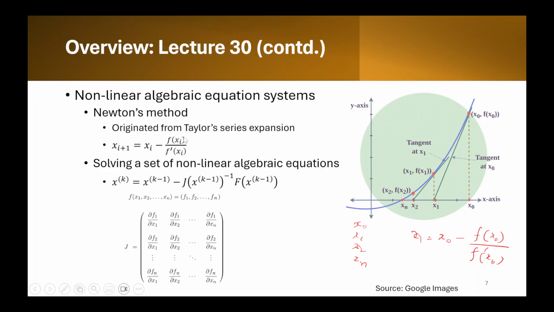Then, this was for a single equation. Now, for solving a set of nonlinear algebraic equations, you get this formula from the Newton scheme: x at the kth iteration is equal to x at the (k minus 1)th iteration minus the inverse of the Jacobian of this set of nonlinear algebraic equations, into this whole set. So what the Jacobian is, is shown here.